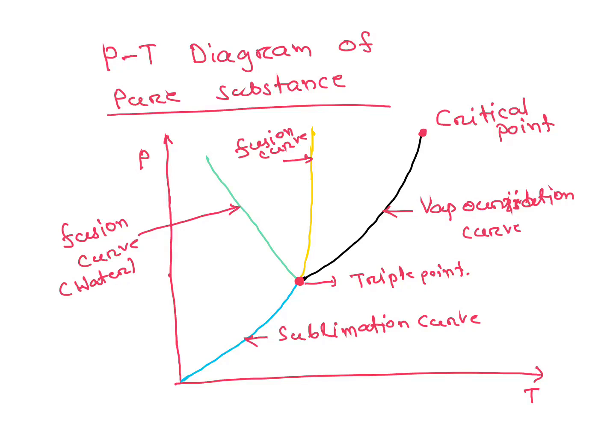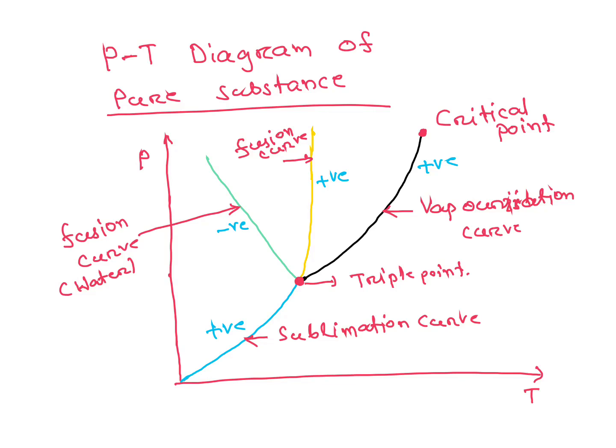This green color is the fusion curve of water and this yellow color is the fusion curve of substances other than water. So for water it has a negative slope. For other substances, it has a positive slope. The sublimation curve is always positive and the vaporization curve is also always positive. This one is very important. So remember, sublimation curve and vaporization curve are always positive. Fusion curve for water is negative, for other than water it's positive.